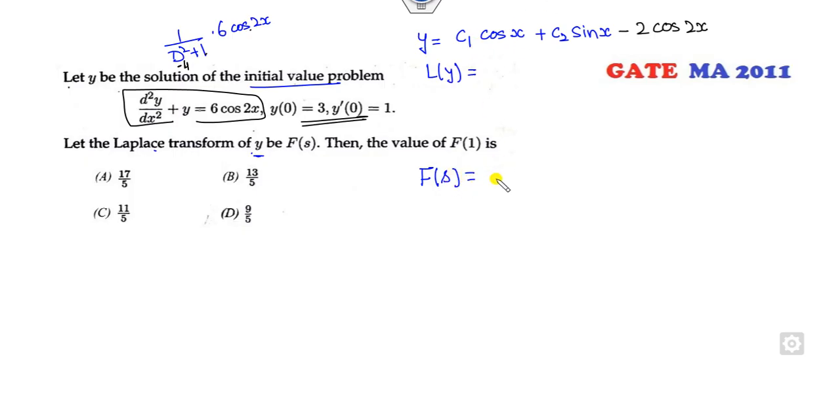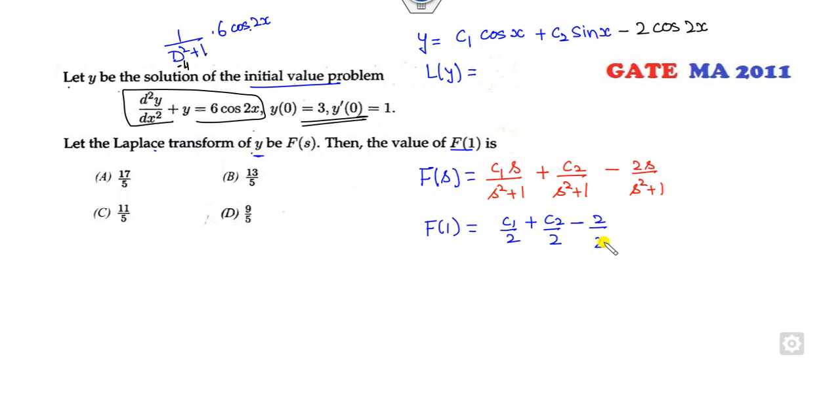What is the Laplace transformation of y? This is my c1 s over s square plus 1, c2 over s square plus 1. It will be my minus 2s over s square plus 1. Then your required target is to find the values at 1. So it will be c1 over 2, it will be c2 over 2, it will be 2 over 1 plus 1 is 2.